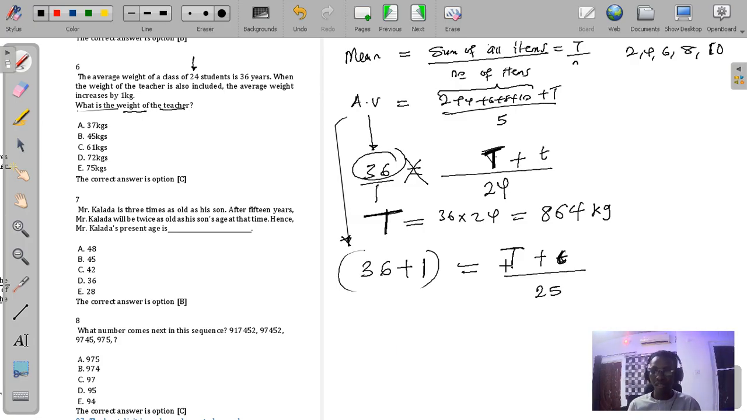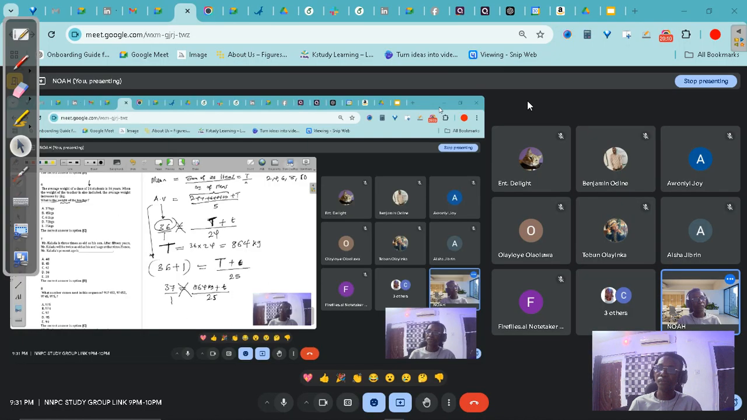So this is 37 equals the total weight of all the students, if you add all their weights together, is 864 kg. All right, then plus this t, which now represents the weight of the teacher who was included, over 25. So now we need to multiply this and this together. If you drop one and then cross multiply, you are going to have 37 times 25. And what is 37?